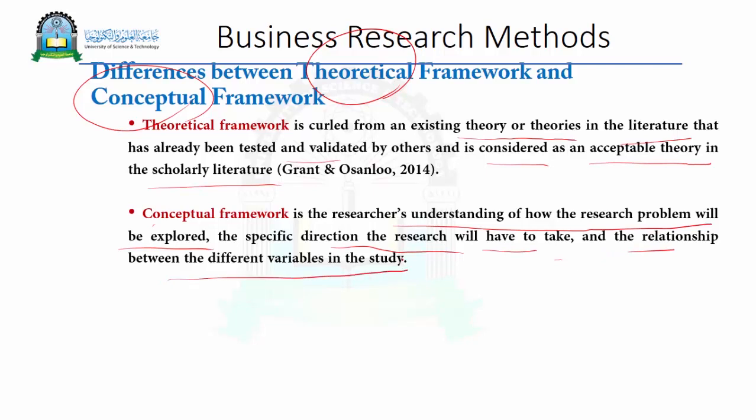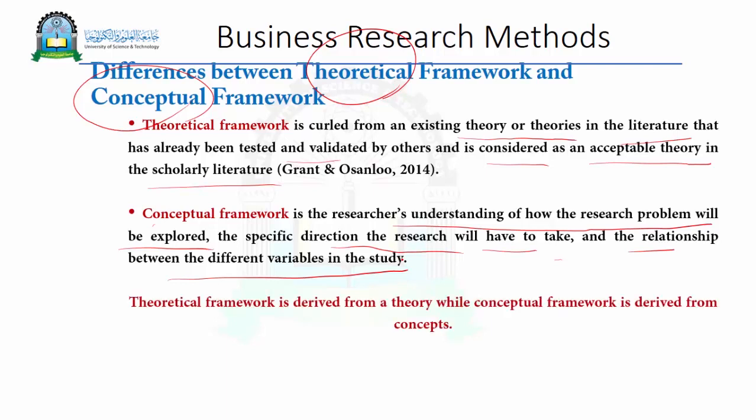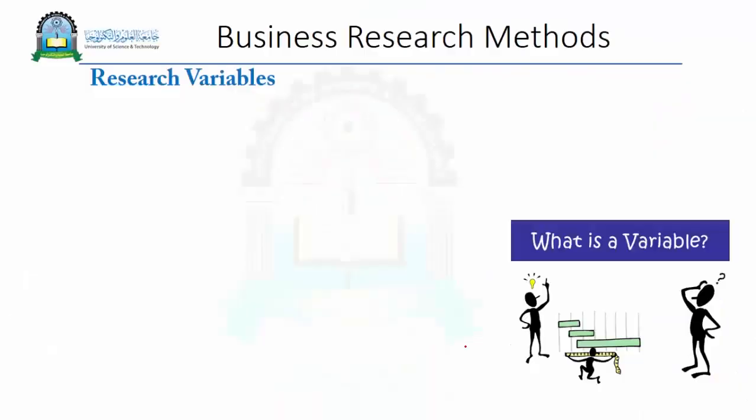So we can say the conceptual framework is the model of the current research, which is done by the researcher, and the theoretical framework is talking about the previous theories and previous models done by others. So the theoretical framework is derived from theory, while the conceptual framework is derived from concepts and the relationships between concepts. In order to construct good conceptual frameworks, we also need to understand the meaning of the variables and the types of the variables.